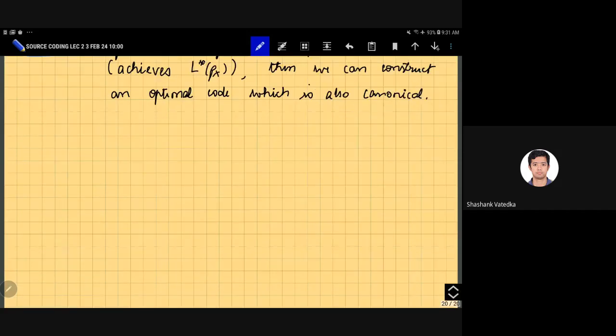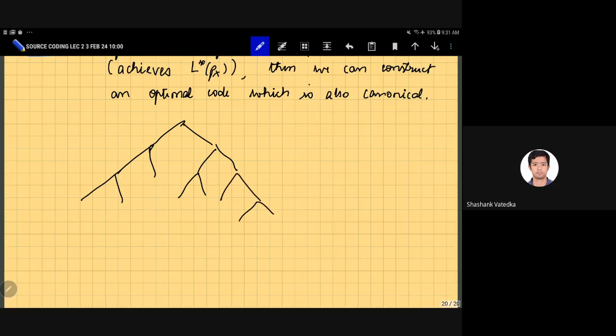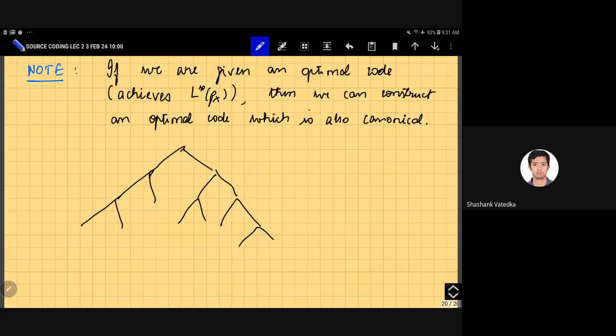Okay, so the way to show this is by looking at the code word tree. Whenever I think of prefix-free codes, it's good to think about the code tree. So let's say I have some code tree like this. Now let us look at the three properties one by one.